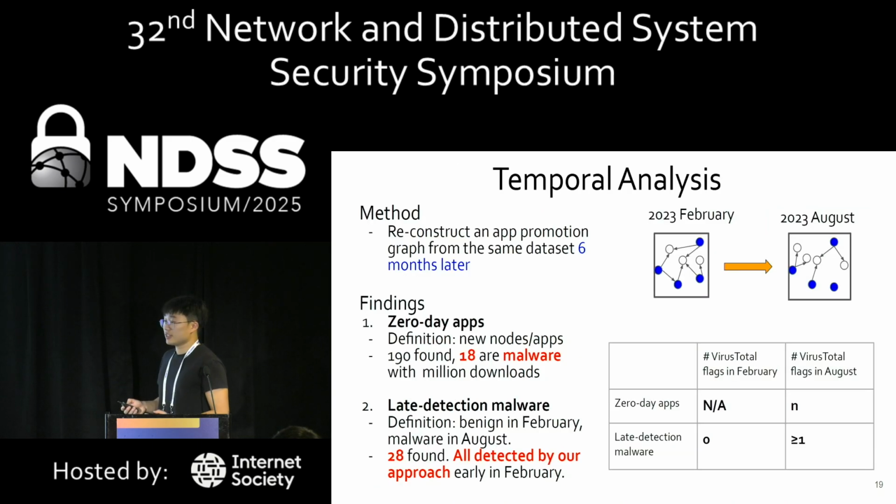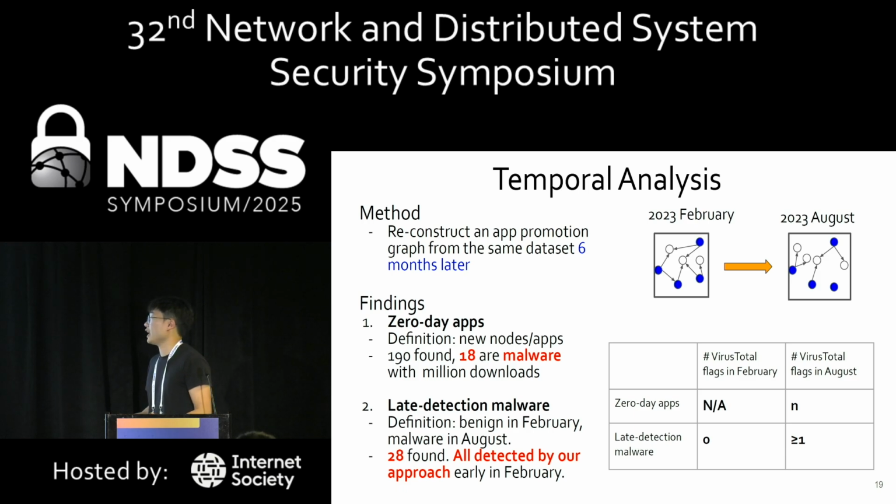And we also conduct a temporal analysis. The previous experiment results are all derived from the February experiment, and now, six months later, we conduct an experiment in August. We started from the same source node, the source apps. We record their ads, and we try to explore the difference of the derived app promotion graph. So we have two interesting findings.